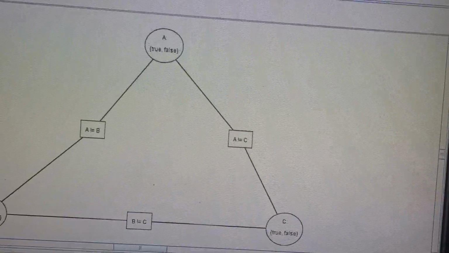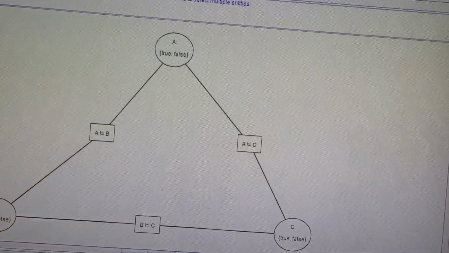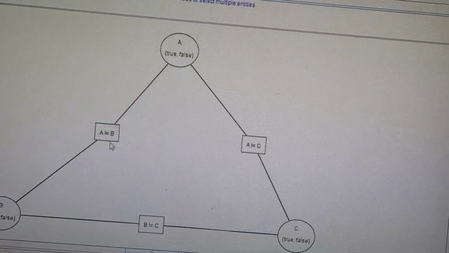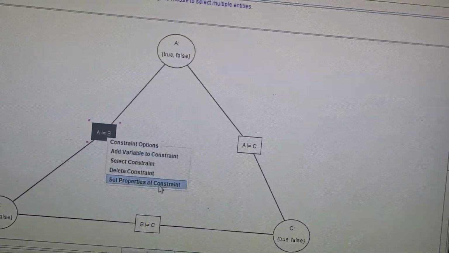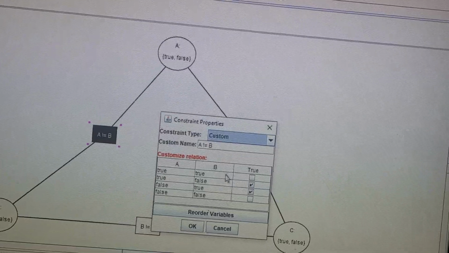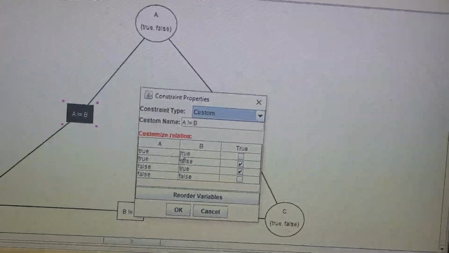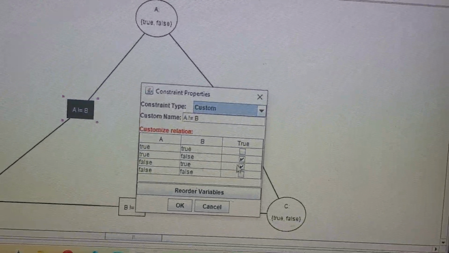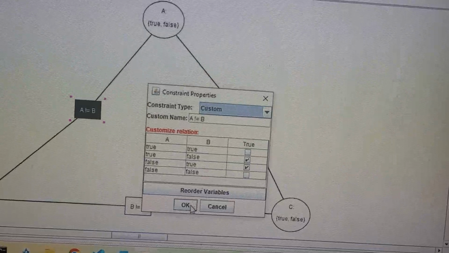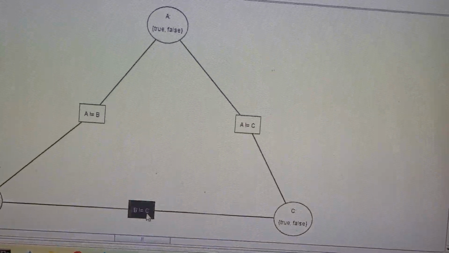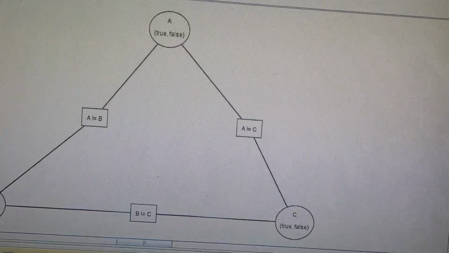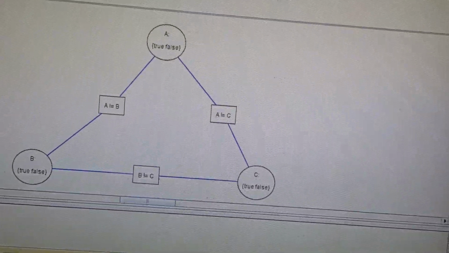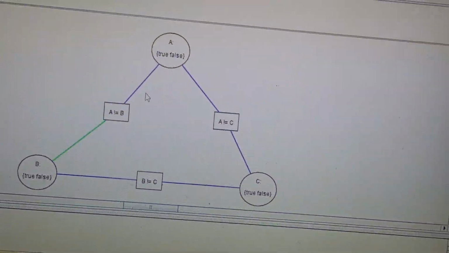And then we go to the AI space here. And this is just the basic setup. So the way I've set up the constraints is if they're the same, it's not true. And that's how all of them are set up. And we can just go to solve and auto arc consistency.